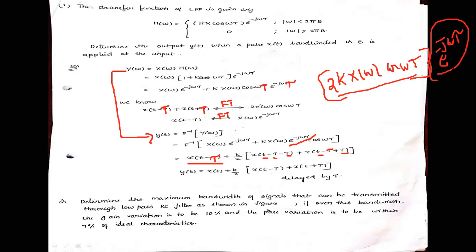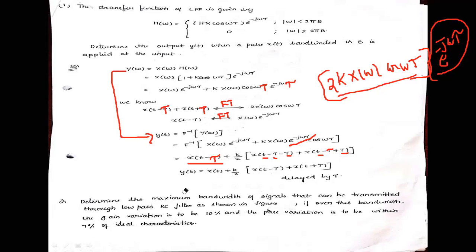The shifting occurs. What is the shifting? X of t minus t naught, the shifting is already there. Now it is a minus tau. Follow along, my dear students. So for this, x of t minus tau and x of t plus T minus tau.